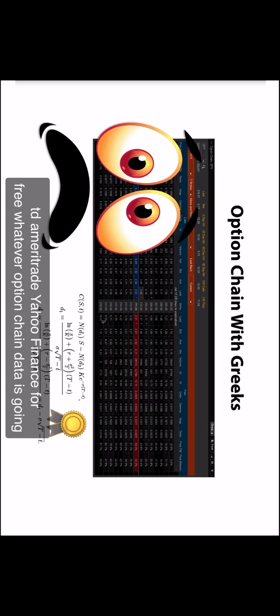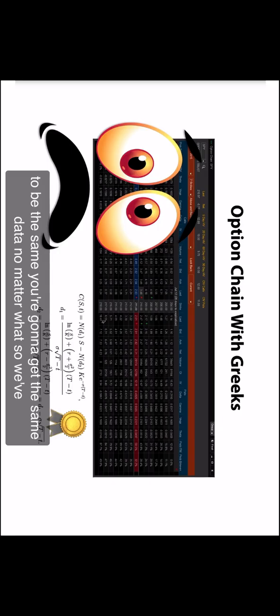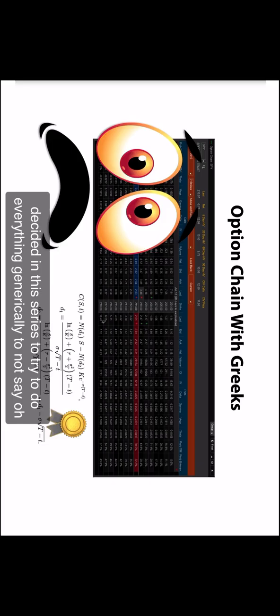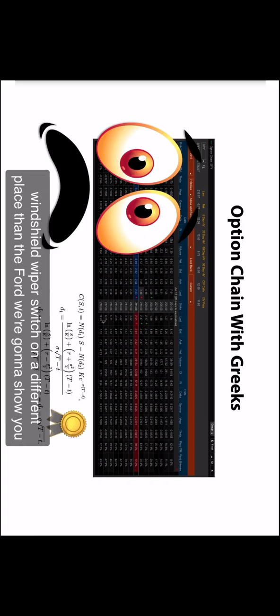If you use Options Express, Options House, Think or Swim, TD Ameritrade, Yahoo Finance for free, whatever, option chain data is going to be the same. You're going to get the same data no matter what. So we've decided in this series to do everything generically, to not say here's how a Ford truck works, because the Ford might have the CD player in a different place than the Dodge, and the Dodge might have the windshield wiper switch in a different place than the Ford.